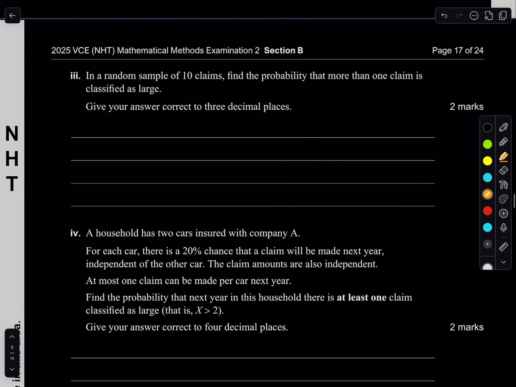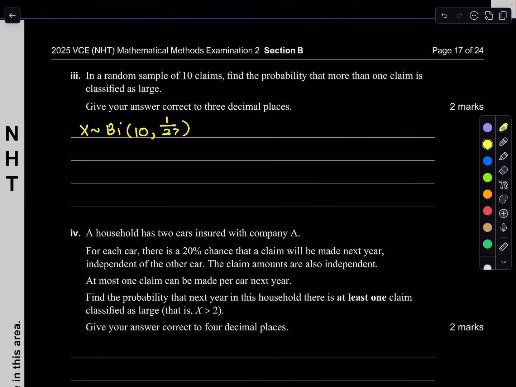Next question. In a random sample of 10 claims, find the probability that more than one claim is classified as large. Give your answer correct to 3 decimal places. So this is just binomial. Now we're dealing with binomial variables. So I'm going to say let x be binomially distributed, where we have 10 claims. And the probability that a claim is large is, remember, we calculated it to be 1/27. That's the probability of success for it to be large.